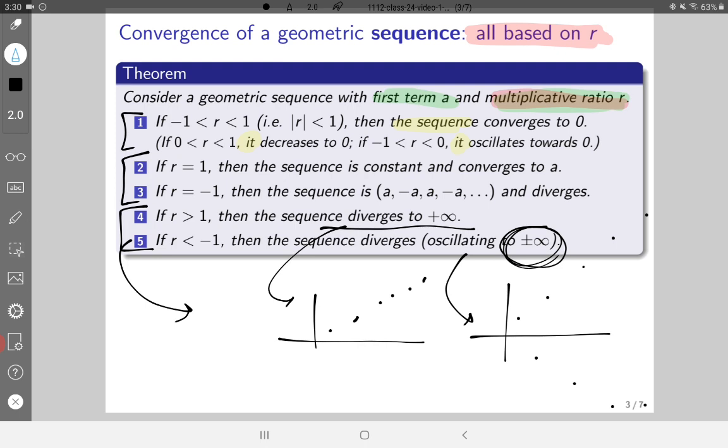So now it turns out we kind of know everything we need to know about a geometric sequence. If you know what a and r are, either you're given them or you were given the sequence and you ascertained the pattern, then just by looking at r alone, you can conclude confidently whether the sequence converges or not.